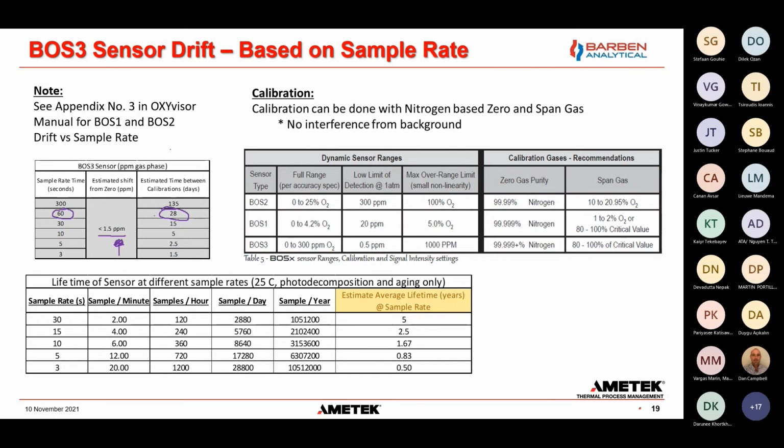Calibration is done as nitrogen-based zero and span gas. We don't worry about interferences from background gases. Even though it's an optical technique, it is optically isolated from the process, and therefore we don't see luminescence from different materials that are in there or worry about those types of things. It is optically isolated. We're just looking at the oxygen that's in the system, very specific to oxygen.